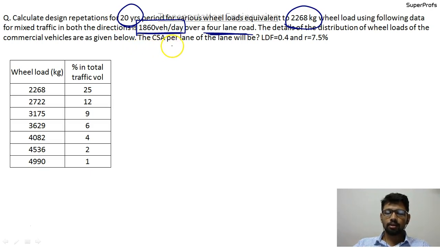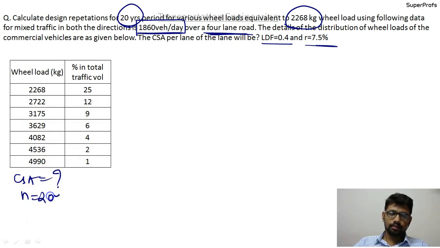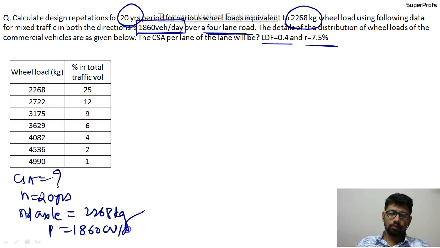The cumulative standard axles per lane will be found, where LDF is given and the R value is given. So they are asking for CSA equal to what? N is given to be 20 years. Standard axle load is given to be 2268 kg, and P is given to be 1860 commercial vehicles per day. The lane distribution factor I am not writing separately, it is 0.4, and R is equal to 7.5.